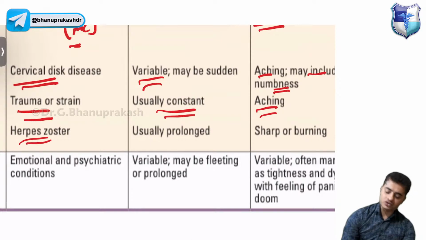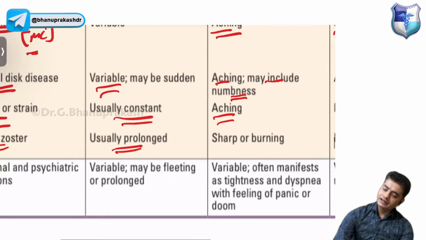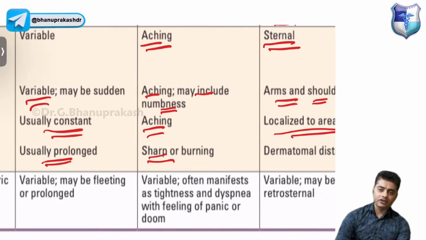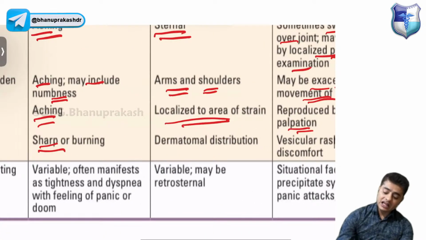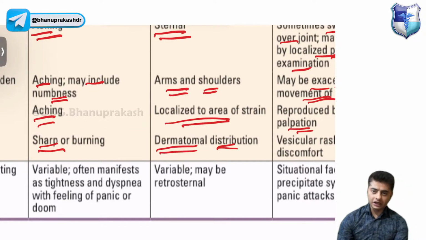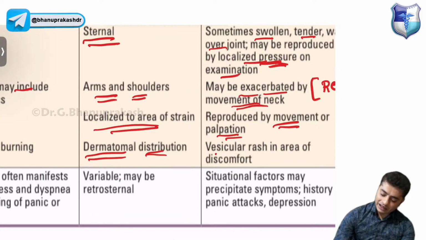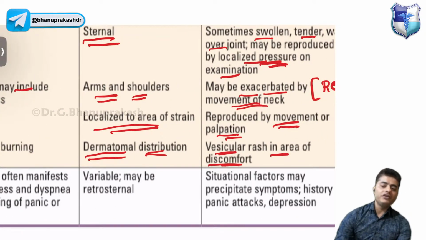Other is your herpes zoster. That is usually a prolonged kind of pain until the disease persists. It is sharp and burning kind of pain. It has a dermatomal distribution. It is unilateral and restricted to a particular dermatome of the chest. Vesicular kind of rash in the area of discomfort will be there.